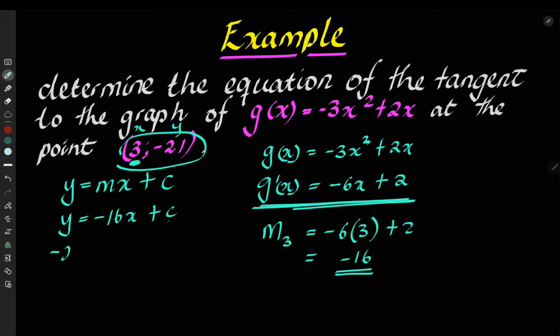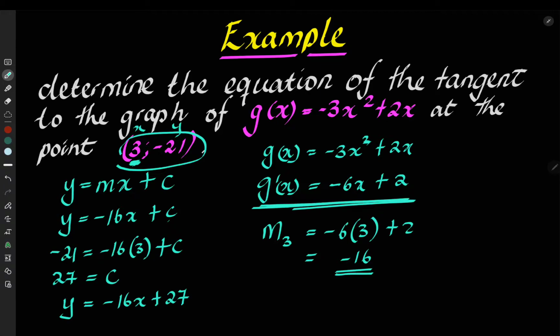So we substitute that point as x and y, and then we get our c. So y is negative 21 is equal to negative 16, bracket 3, then plus c. Then we'll see that c is equal to 27. And now we have our c. We can write down the equation of the tangent, which will be y is equal to, remember, our gradient, negative 16x, then plus 27. And ladies and gentlemen, that is how you determine the equation of a tangent.